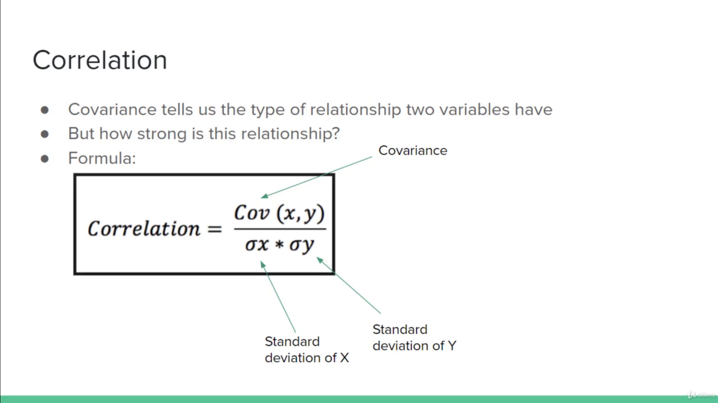You know the direction, right? It is positive, but how much positive? Like, what is the one value that you can use to compare it with another set of variables? And that value which we refer to is the correlation. So the formula for correlation is pretty simple. We take the covariance of x and y that we calculated before, and we divide it by the product of the standard deviation of x and the standard deviation of y.